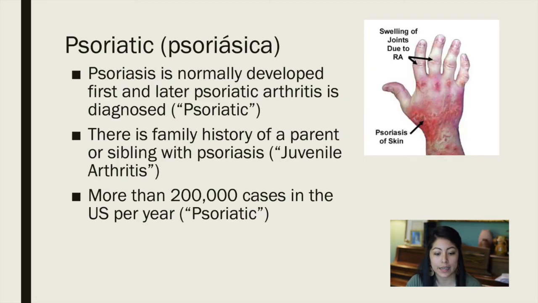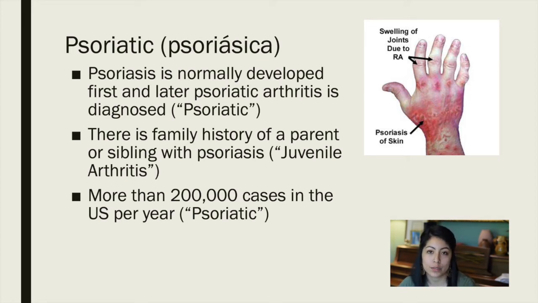Lastly, we have psoriatic. Psoriasis is normally developed first, and later psoriatic arthritis is diagnosed. Normally, you'll notice that the skin is red and it may look like a rash as well. Other symptoms may be inflammation of a finger or a toe. There may be pits or ridges in the fingernails, and normally you will find a family member that already has psoriasis, whether it be a parent or even a sibling.